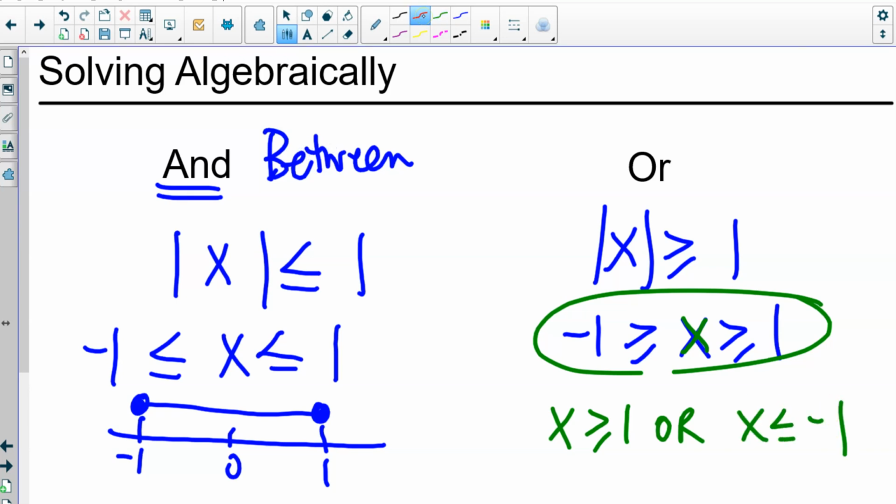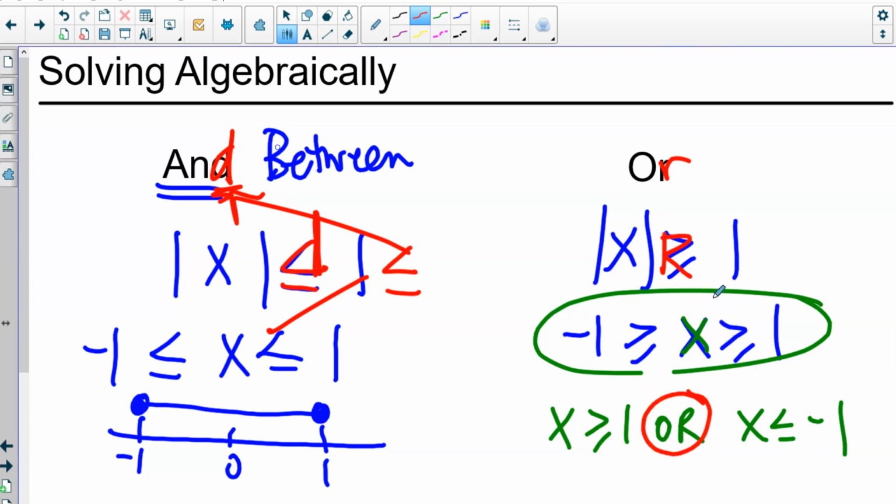Now here's how I remember that. It's silly, but this is the best way for me to remember it. When you have an inequality where the variable is on the left and you have a less than, to me this kind of looks like a D in the word and, and this kind of looks like an R in the word or. So less than or equal to is an and statement, or between. Greater than or equal to is an or statement, which is an or.